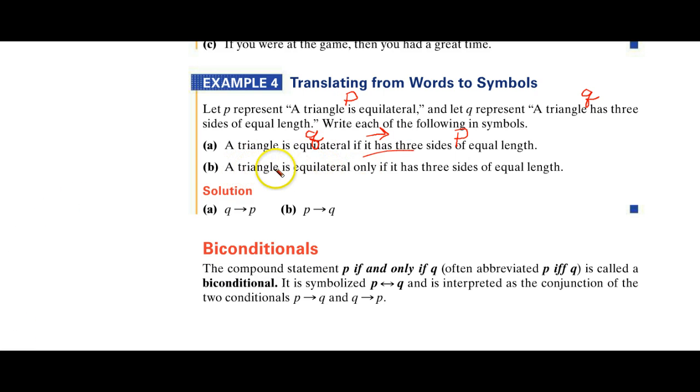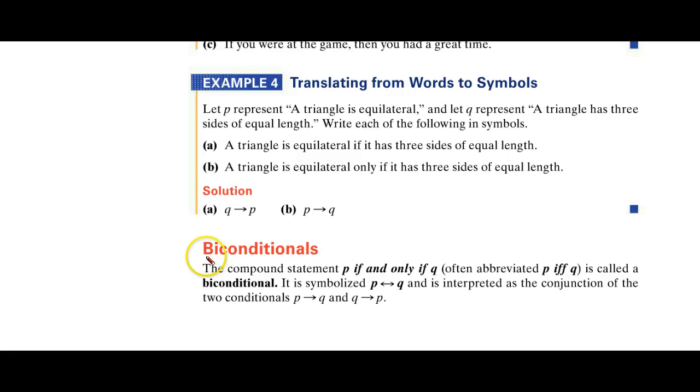And in B, this is P, and this is Q. So this would be the conditional statement, P yields Q. And as you do your homework and study and look these over and take notes, this will become easier for you, hopefully. All right, let's go on to the biconditional.